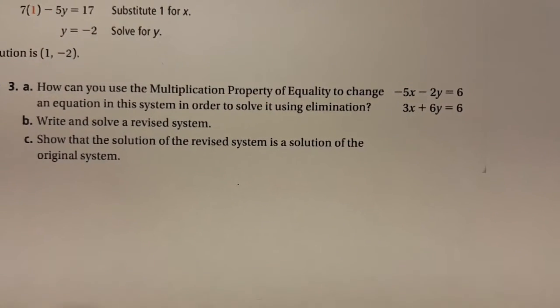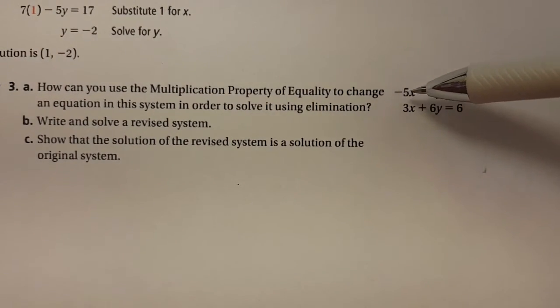So what would we do here? Let's take a look. We have a -5x and 3x. We have a -2y and a 6y. Probably not going to make opposites very easily there. 5 and 3 don't have much in common. 2 and 6, they have a common factor, I believe. Yeah, so let's do that. Now, how could I make these guys opposite? One's got to be negative, one's got to be positive.